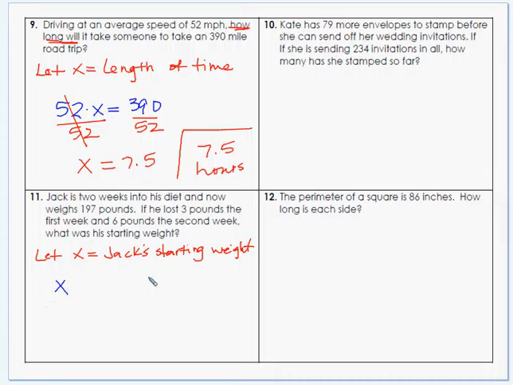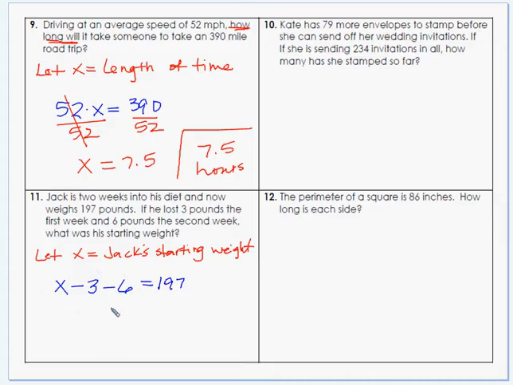So, no matter how much he weighed, we take that amount that he started and we take off the amount of pounds that he lost. And he's lost 2 sets of pounds. In the first week, he lost 3 pounds, and a loss is subtraction. That was for the first week. And then the second week, he lost 6 pounds. So we take off some more. And then this is going to equal the 197 that he currently is.